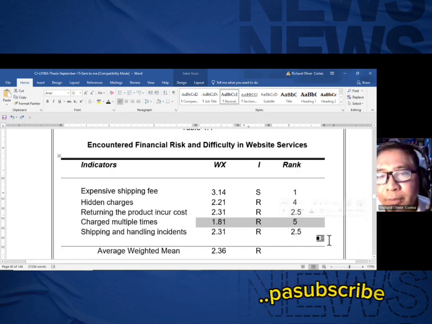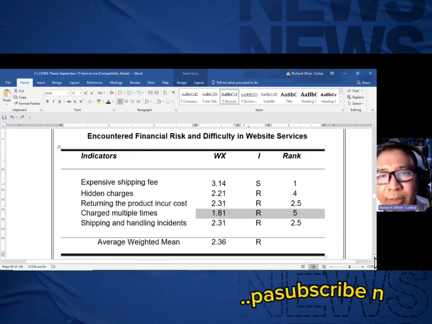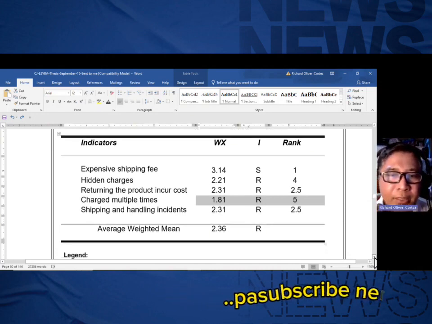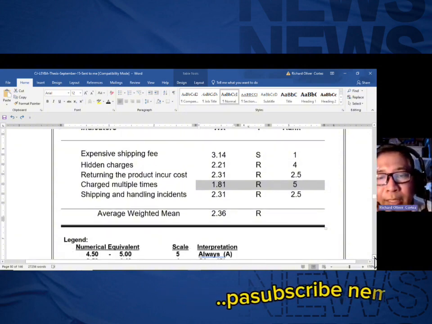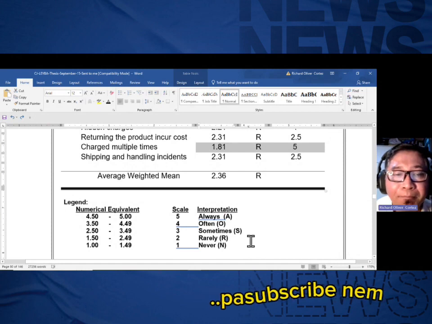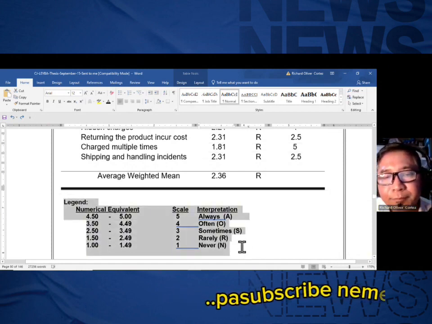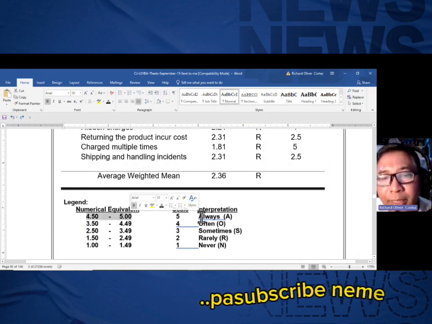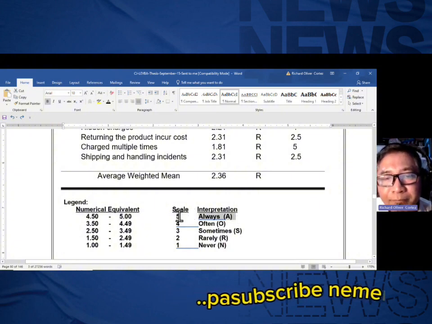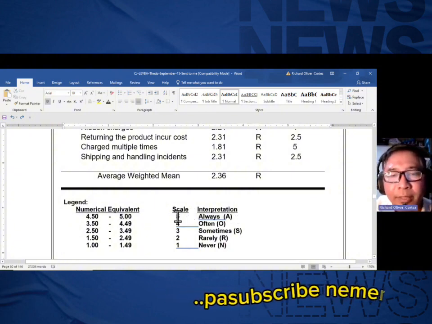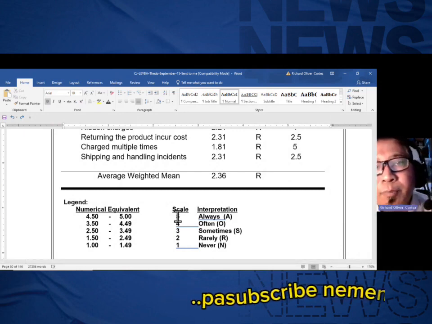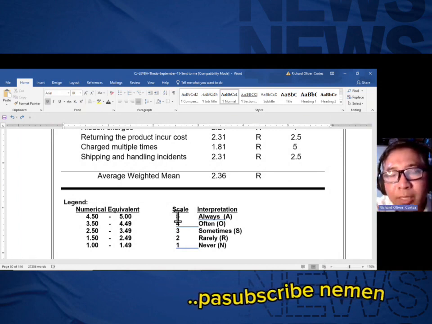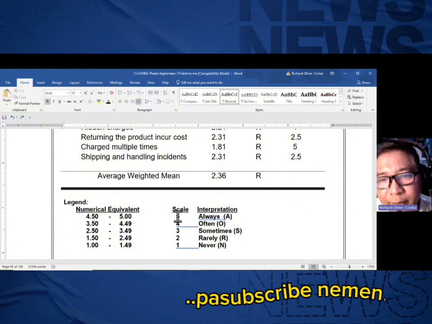Okay, for the interpretation column or the letter I, if you are going to present your table for the Likert scale over the weighted mean, dapat meron kang legend sa ilalim ng table. Okay? So 4.5 to 5, that is your always interpretation. That is 5. This one is the ranking question wherein the respondents were asked to rank an indicator 5, 4, 3, 2, 1. Number 5 always, and number 1 is never, represented by N.